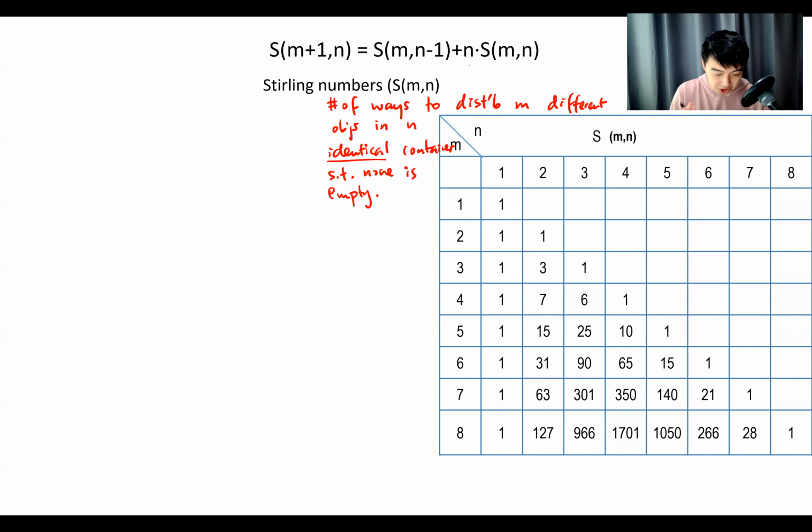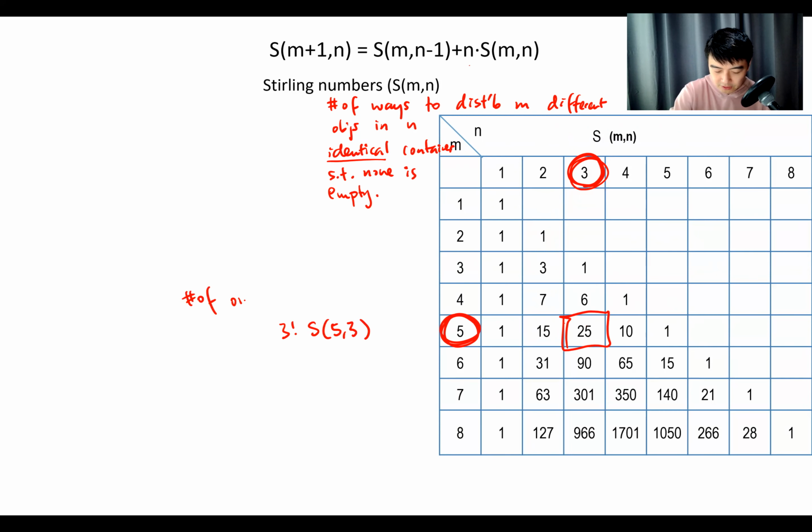Once again, this chart is telling you that if I have, let's say, 5 objects and 3 containers to put them in, how many ways can I put 5 different objects into 3 identical-looking containers so that no container is empty? The answer is 25. I can read it right off this chart. The good thing about this is that now if I want to know the number of onto functions from 5 to 3, the answer is just 3 factorial times S(5, 3).